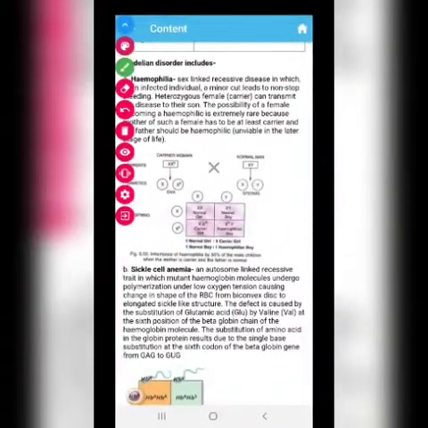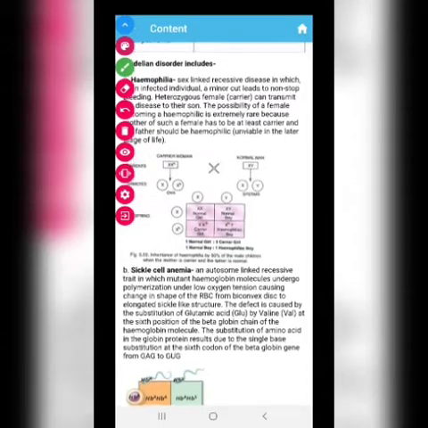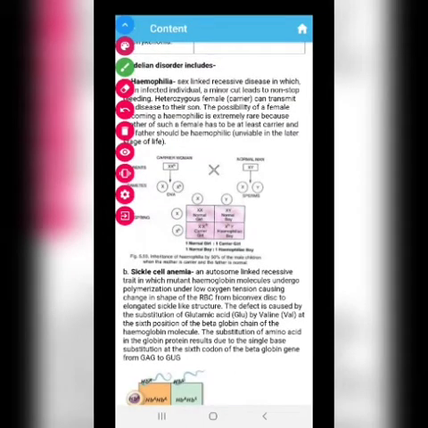Today we are starting with hemophilia, which is a kind of sex-linked recessive disease, a kind of Mendelian disorder, in which the infected individual, if there is a minor cut, has non-stop bleeding. If there is a minor cut on the body of the person who is suffering from hemophilia, there will be non-stop bleeding. This disease is caused by a heterozygous female, who can be a carrier of this particular disease, and the possibility of a female becoming hemophilic is extremely rare.